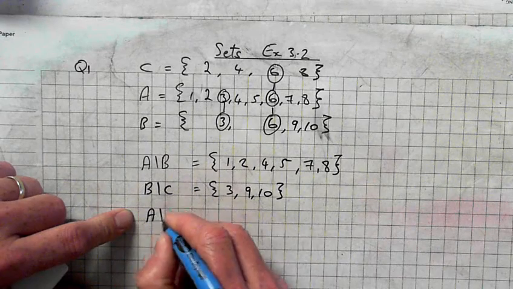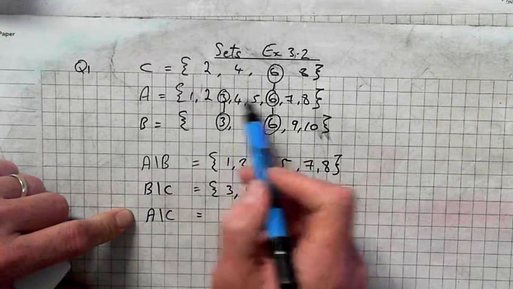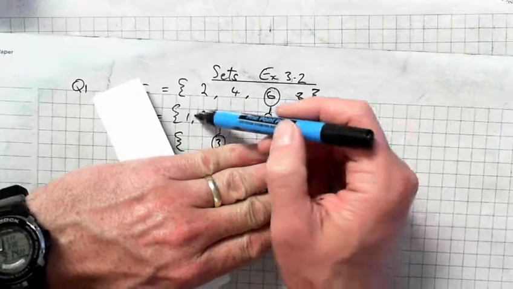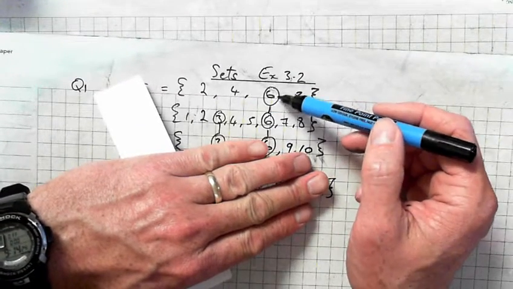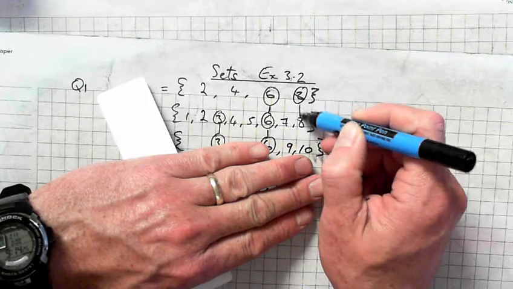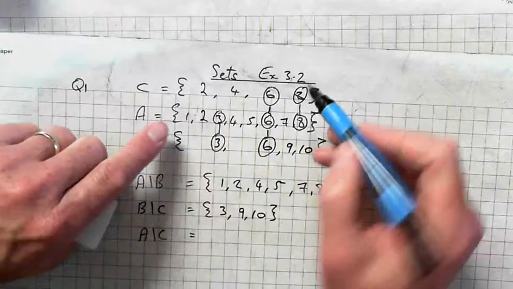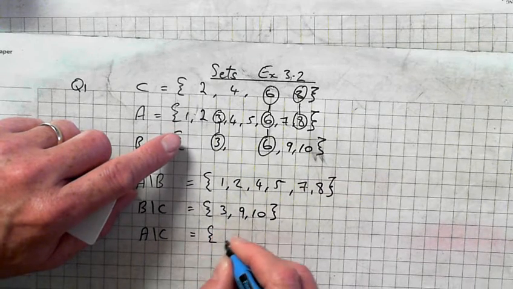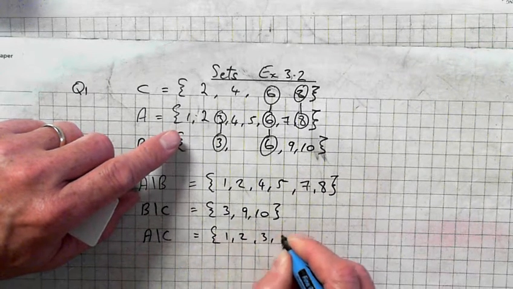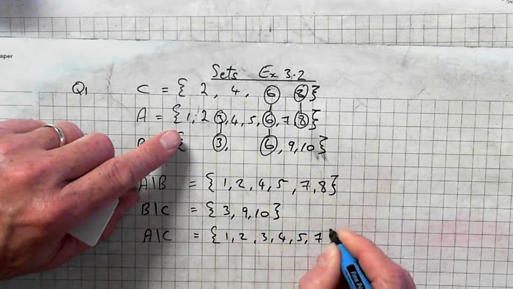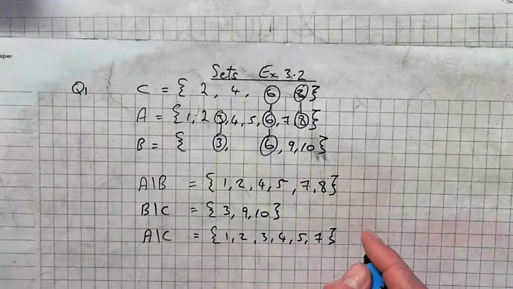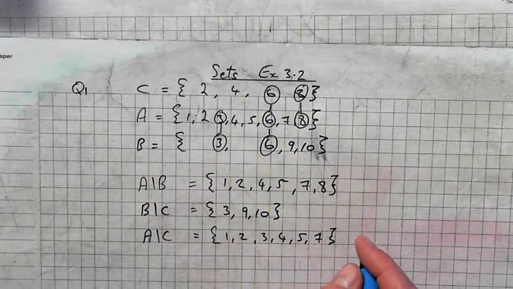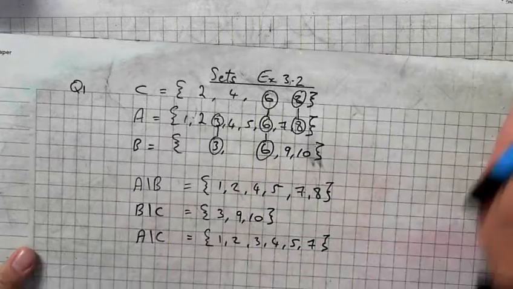A less C. Can I have all the elements of A but none of C? So looking at these, the top two. So basically all of them except 6 and 8. So 1, 2, 3, 4, 5, 7. Do you understand that? Pens down. You sure?